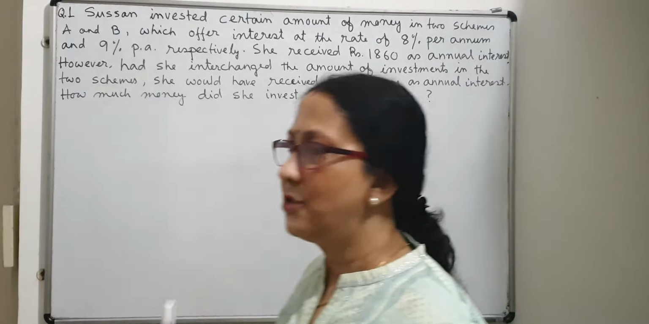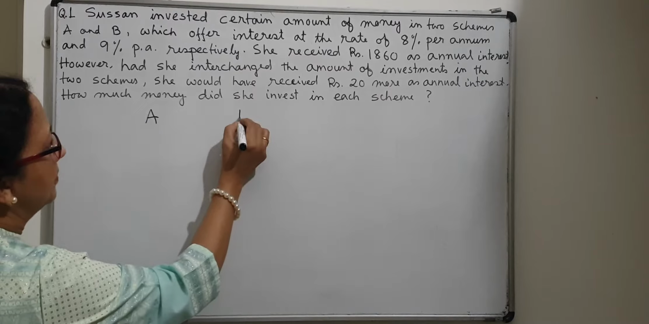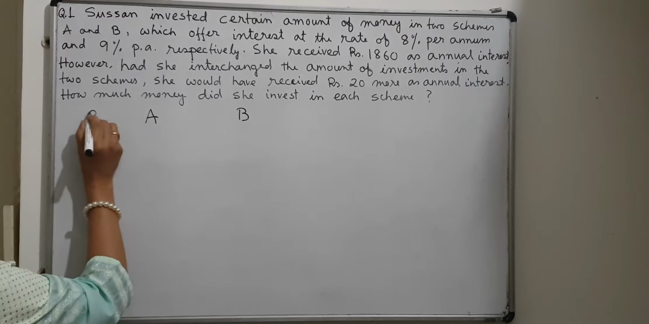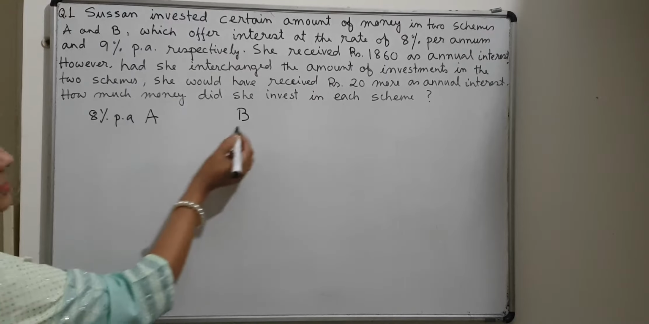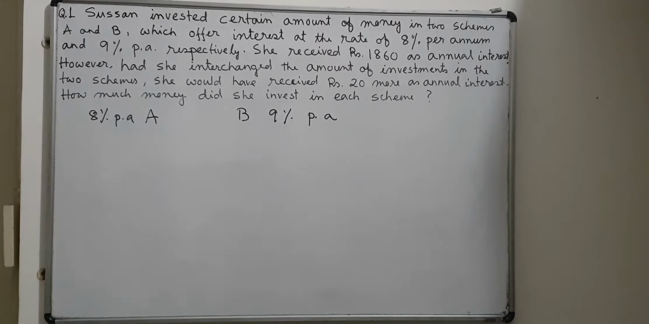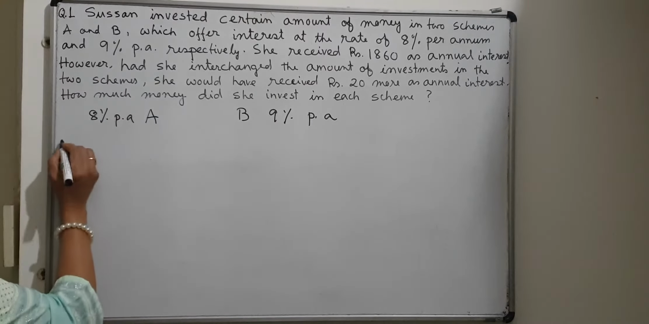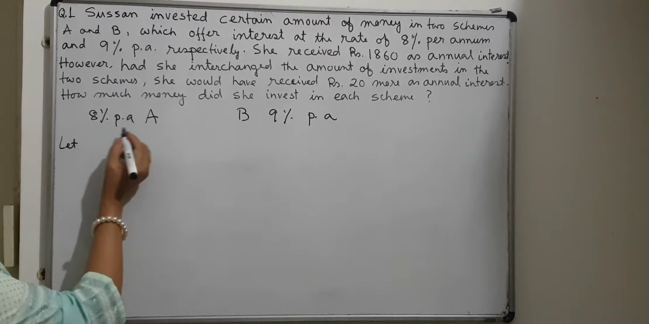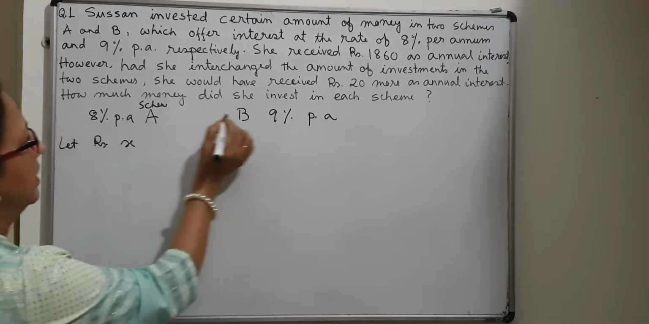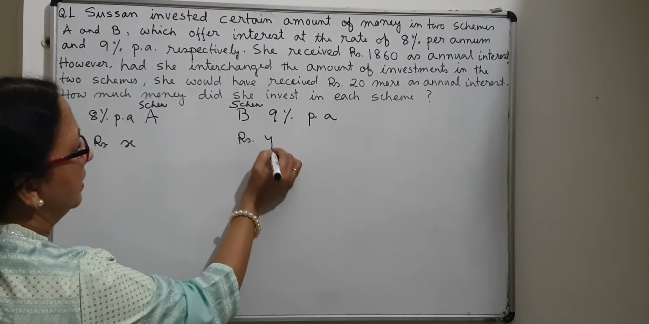This is the question. So let us visualize the question. There are two schemes, scheme A and scheme B. Scheme A gives you 8% per annum interest, and scheme B gives you 9% interest per annum. And what you have to find is how much money she invested in each scheme. So let she invest rupees X in scheme A, and say she invests rupees Y in scheme B.